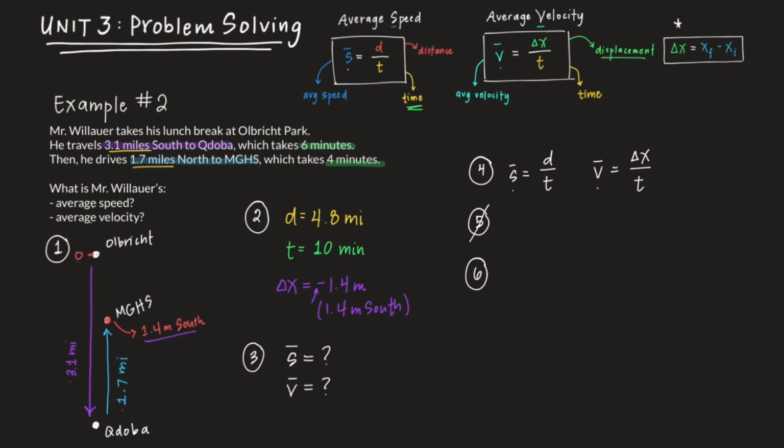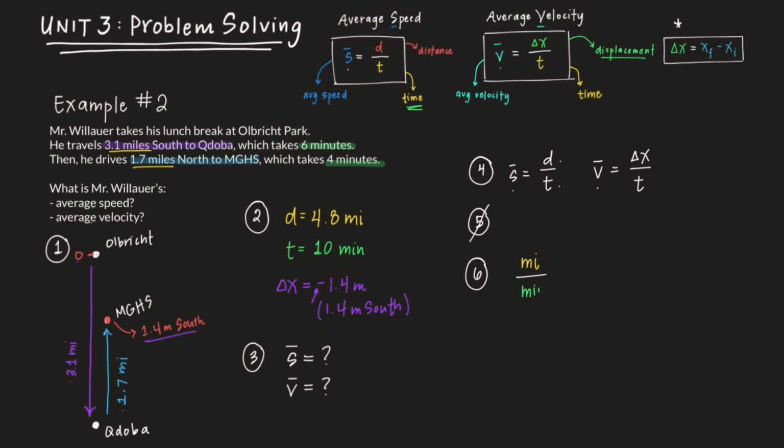I don't need step number 5 because I'm looking for speed and velocity, and that's what those equations are solved for. So step 6, I'm going to check my units. Speed and velocity have the same units, so I'm just going to check the units for one of these equations because I know it's going to work for both. So in the problem, I have to look at what are my units for distance and what are my units for time.